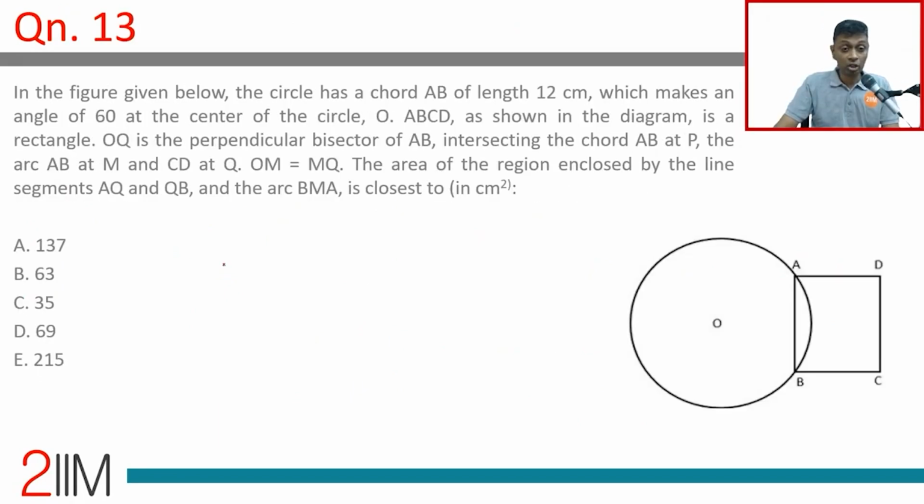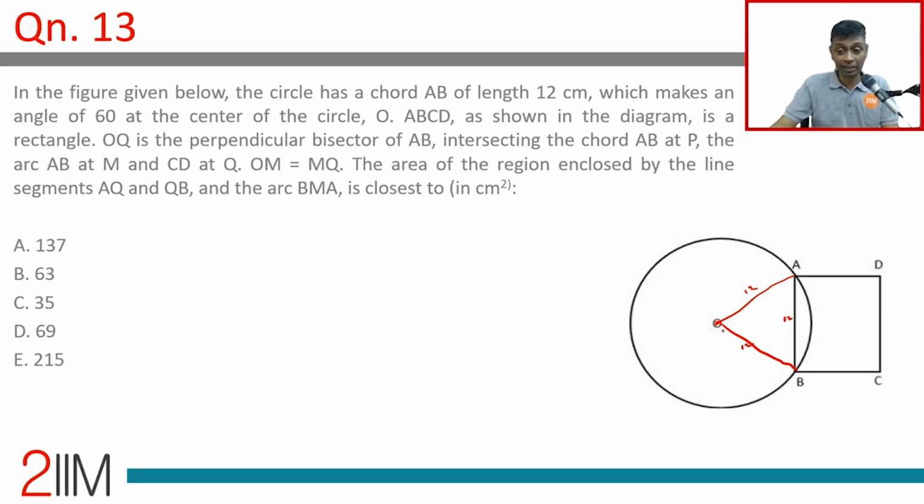In the figure given below, the circle has a chord AB of length 12 centimeters. Lovely. Which makes an angle of 60 degrees at the center of the circle O. Wonderful. At center O, this is 60. So OAB is an equilateral triangle. So this is 12, this is 12, this is 12. The radius of the circle is 12.